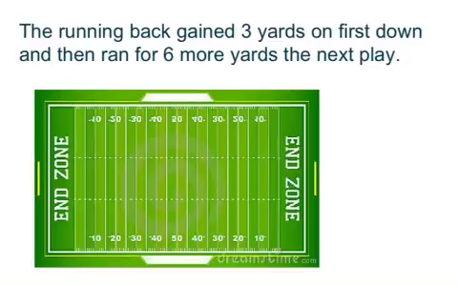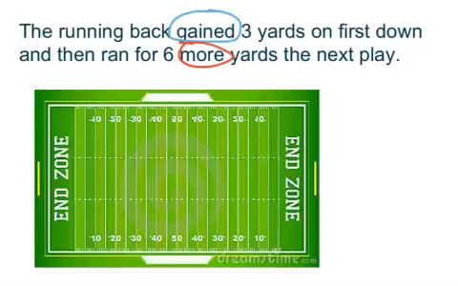Okay, if we're going to model this situation, we need to first understand some key words. It says that the running back gained 3 yards, so I'm going to highlight the word gained. Gained is a word that is represented with a positive. So this running back gained 3 yards on first down and then ran for 6 more yards the next play. So I'm going to highlight or circle the word more. More is another word that also means positive. So here basically we have two positive integers that we need to represent in our model.